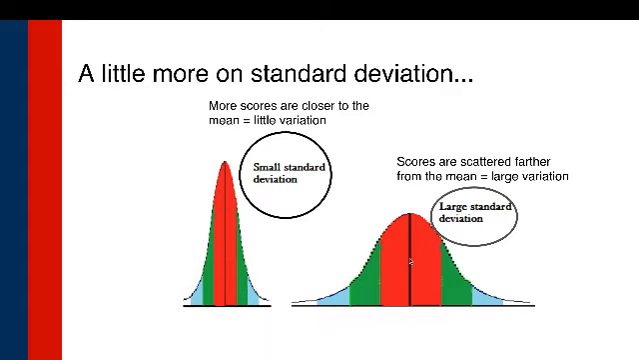So small standard deviation has some implications for instruction. If your class has a small standard deviation on a particular assessment, what that means is that their scores are more close together and there's not as great of a need for differentiation. However, if your students' scores have a large standard deviation, then that means they're more widely scattered and you're more likely to need higher levels of differentiation.